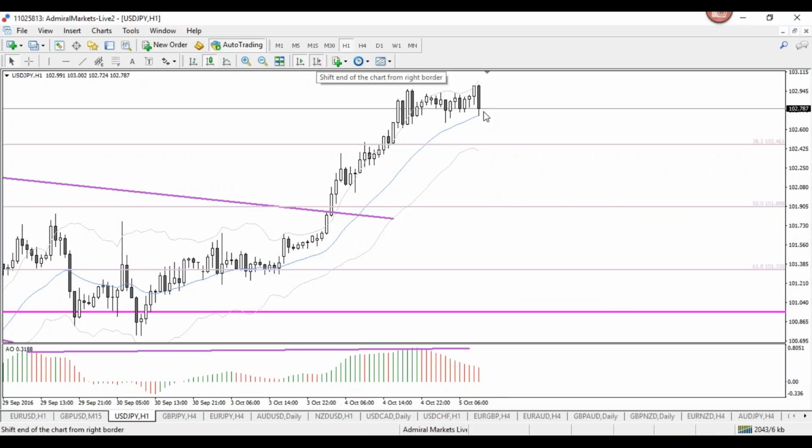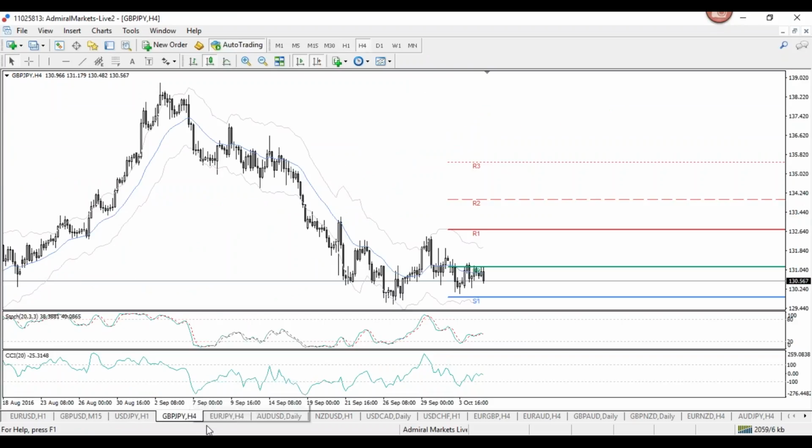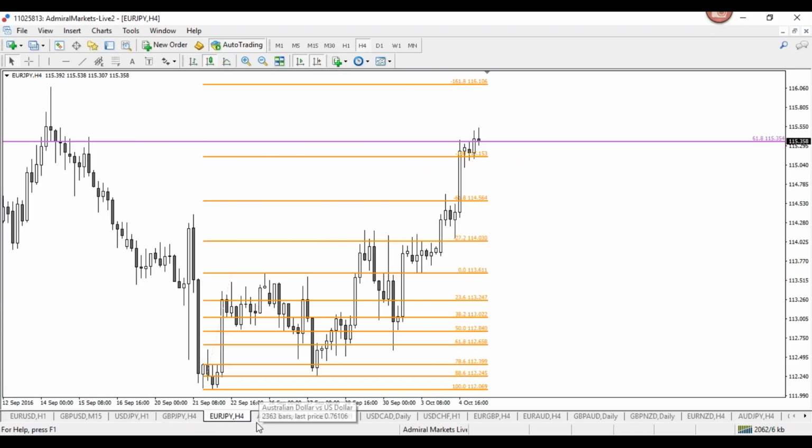And I'm expecting continuation based on that candle. A small correction here at max before I would expect price to continue higher. Alrighty, Euro Yen, just like the dollar yen following suit.